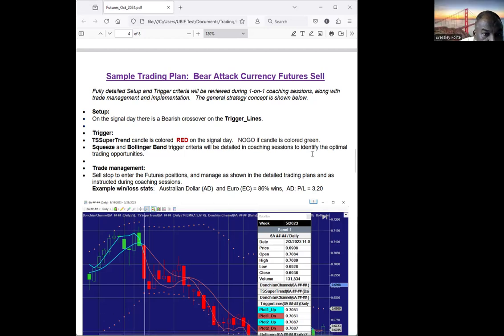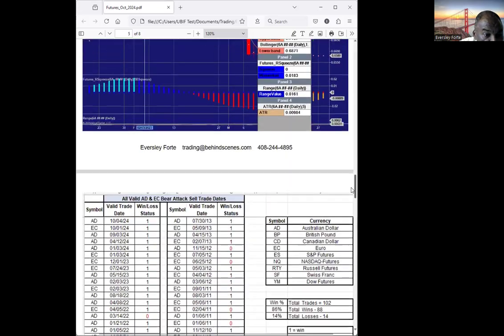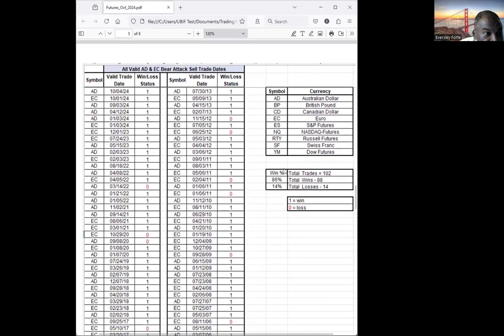If anyone's interested in working with me on this stuff, for the bear attack I gave all the valid trades. So if you want to set up stuff on your own to see if you can recreate that trade setup I showed for the bear attack, with the 2 lines crossing down, here are all the valid trades on Aussie dollar and euro over the last 21 years.